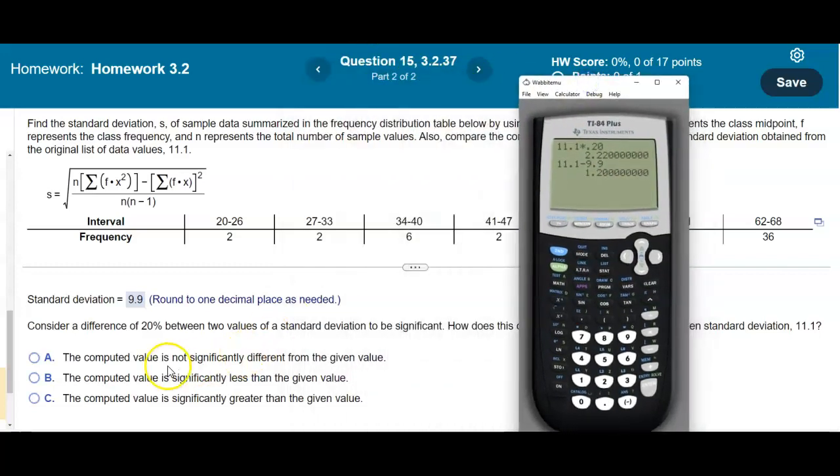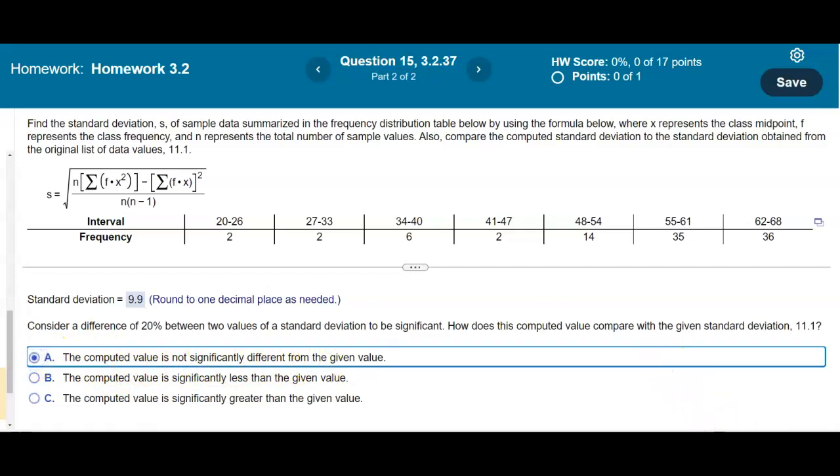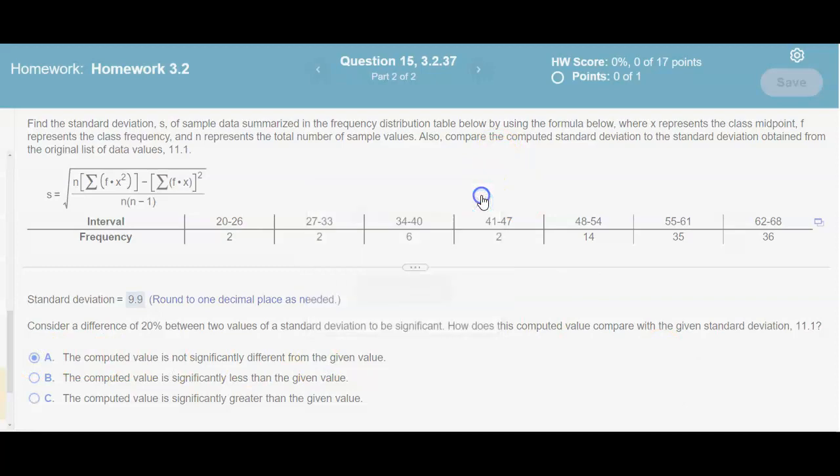It says the computed value is not significantly different from the given value, the computed value is significantly less than the given value, or the computed value is significantly greater than the given value. So therefore, we're going to say that the computed value is not significantly different from the given value. So we're going to select A, and there is our result.